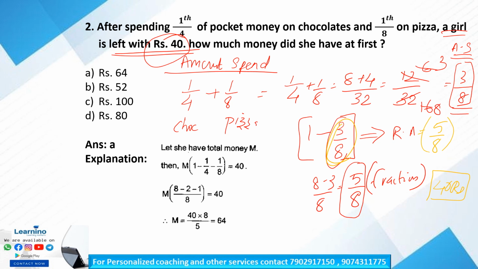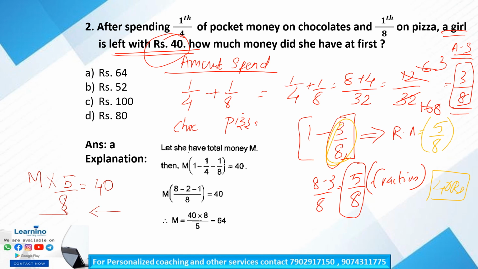Suppose let us consider M is the money she had initially. So she had initially M into 5 by 8, which is the fraction of money she had now. That is equal to 40, the girl is left with rupees 40. Is it clear? So this is equating the amount that is left with her.